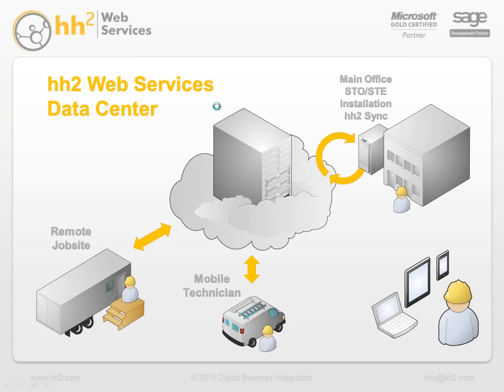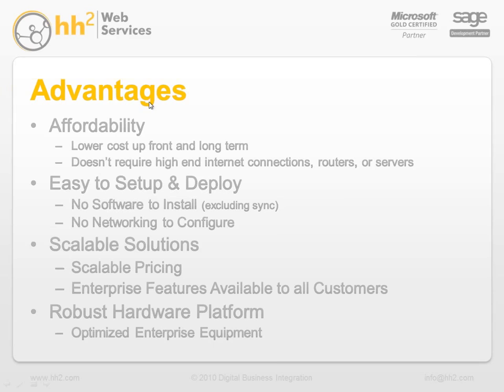Now, a lot of the advantages of why companies have chosen to go with hh2 Web Services is the affordability of our products and services. We wanted, as a company, to offer our solutions to companies of all sizes in the Sage 300 community. We've got lower startup costs up front as well as long term. It doesn't require a high-end internet connection or router. Guys can access items on their iPhones, iPads, laptops, desktops, home computers, etc.